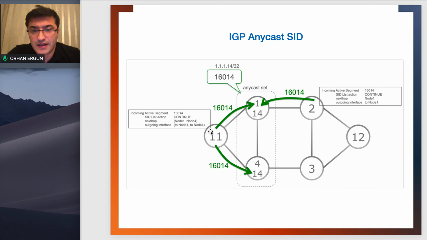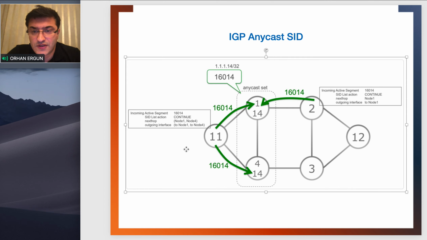So when router 11 receives the traffic, let's say for 16,014, it knows that it needs to do hashing and send some flows maybe here, flow-based hashing, and other flows over here. So I can utilize both of these routers. Good, actually, this way. With the anycast advertisement, I can send the traffic over here or over here.